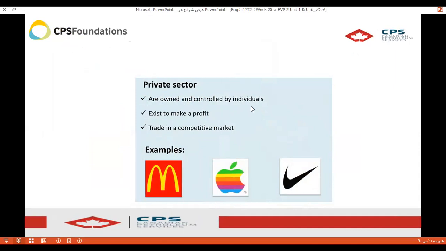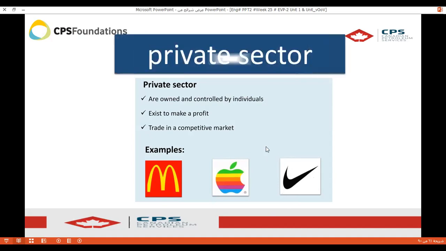The private sector is everything owned by other people, not by the government. Owned by people like McDonald's, Apple, Nike. All of these are examples of private sector. Al-Baik restaurants, for example, it doesn't belong to the Saudi government. No, it belongs to someone. So this is a private sector. You can see private sector in schools and restaurants and hotels, hospitals.